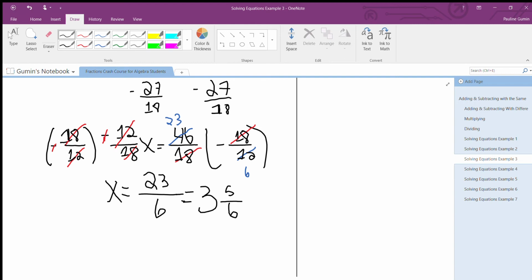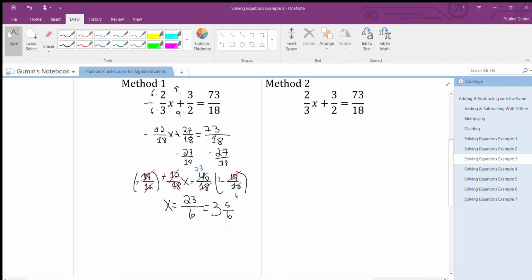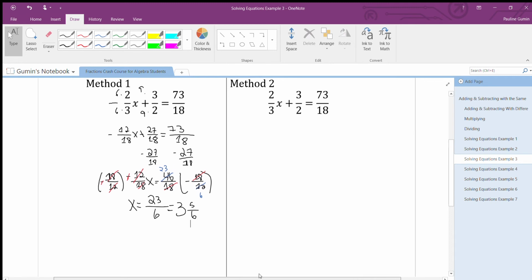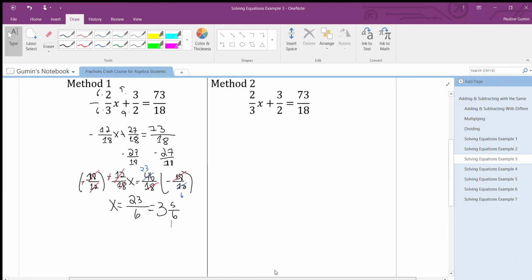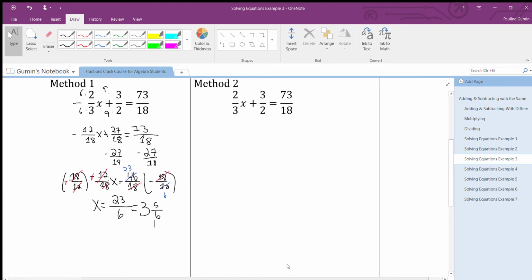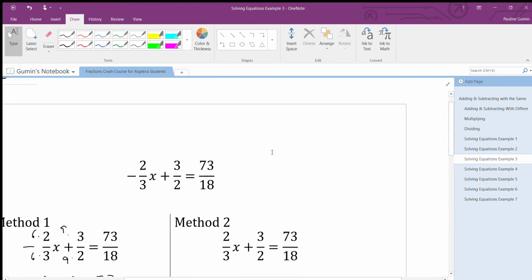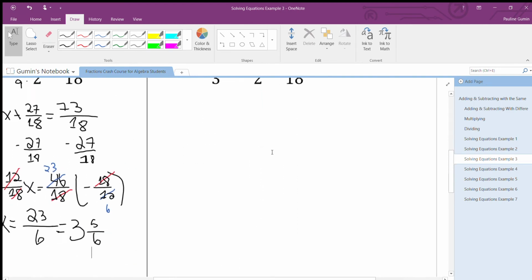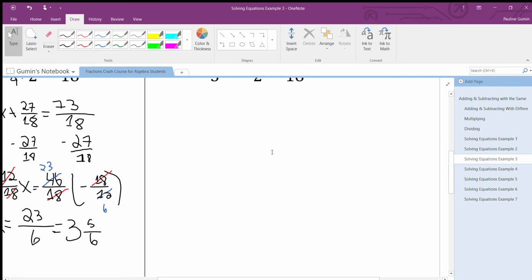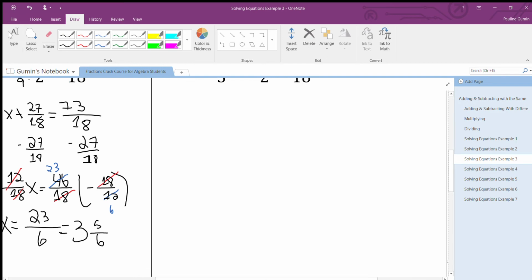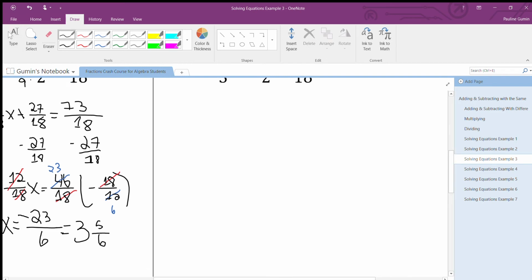All right, let's do the second method. In this method, we'll get rid of the fraction. You're going to recognize some numbers in here. It's going to look similar to method 1, except we won't have those 18ths. Oh, I lost my negative on this one. It should be negative 23 over 6, negative 3 and 5/6.